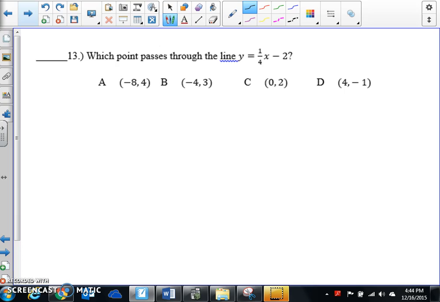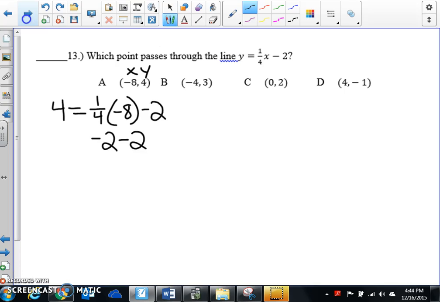Which point passes through the line? So once again, this is just plugging in. My y is 4, right? This is x, y. My y is 4, 1/4 times -8 minus 2. Okay, so I'm going to have to use my calculator. 1/4 times -8 is -2. -2 minus 2 is -4. 4 does not equal -4, so that doesn't work.